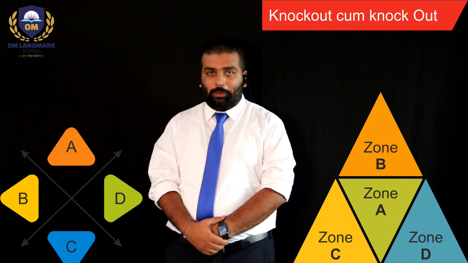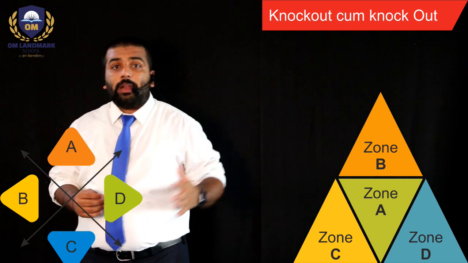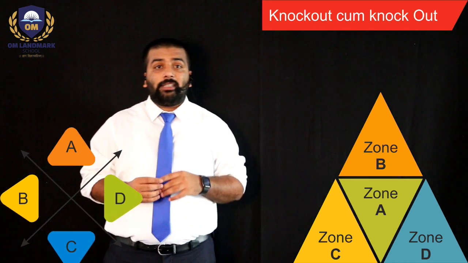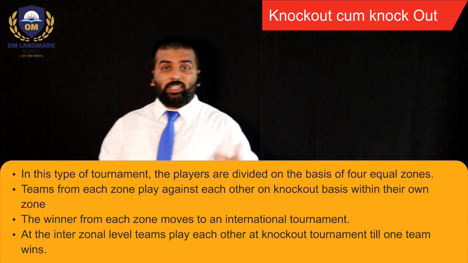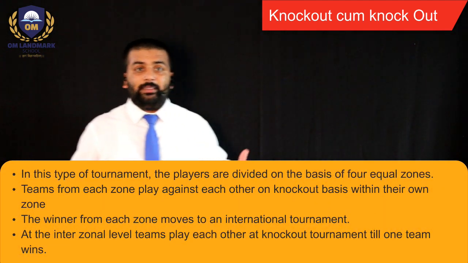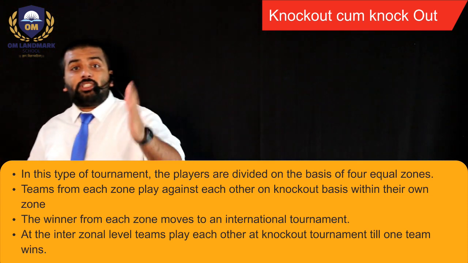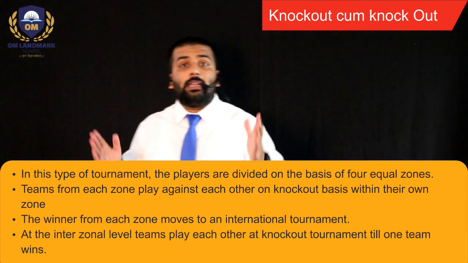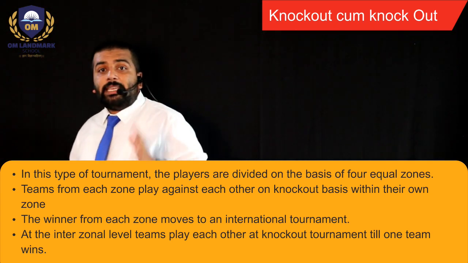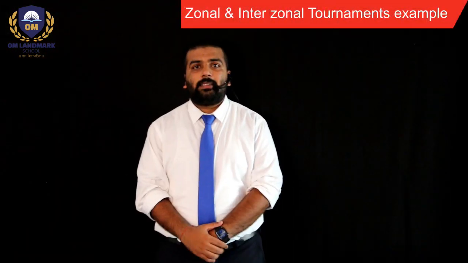Knockout cum knockout. In this type of tournament, the teams are divided into four equal zones. Teams from each zone play against each other on a knockout basis within their zones. The winner from each zone moves to the interzonal tournament. All the interzonal level teams play each other on a knockout basis till one team wins.